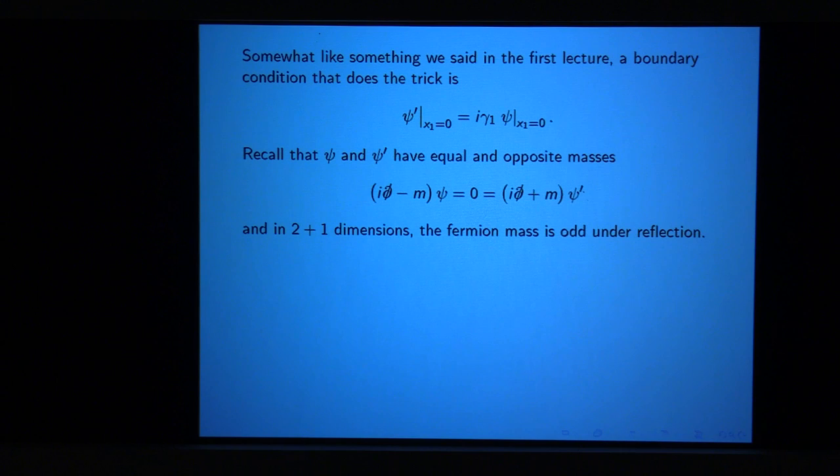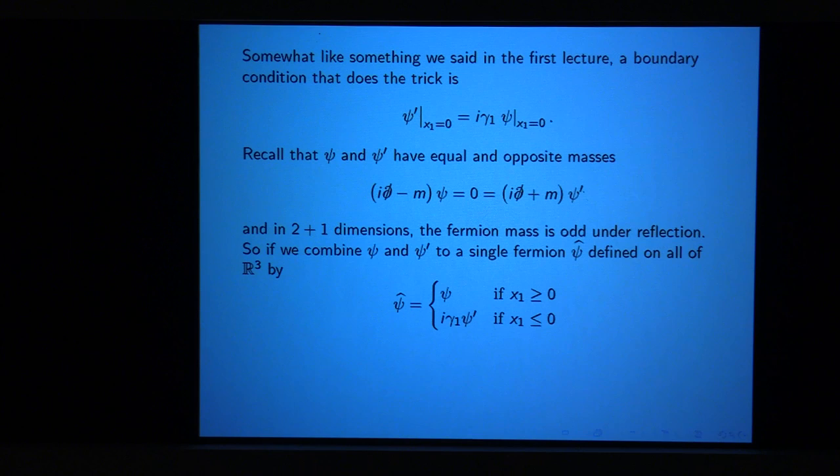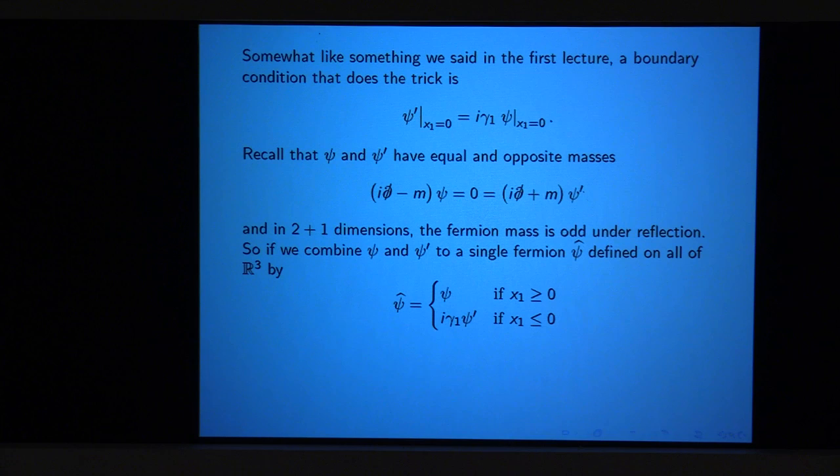And also remember that in 2 plus 1 dimensions, the mass is odd under reflection. So I have two fermions that each live on a half space. But I make a reflection and combine the two fermions into one fermion on the whole space. I define... unfortunately, the equation as I wrote it is inadequate, and maybe I do want to use the blackboard. If we could turn on the blackboard light for a second. The way I wanted to write the formula, let's see how I did write it.